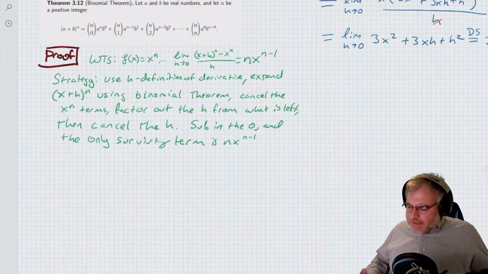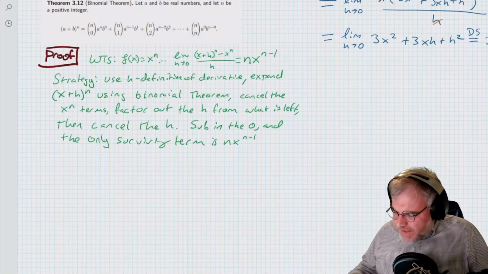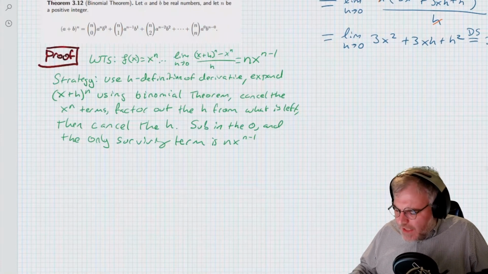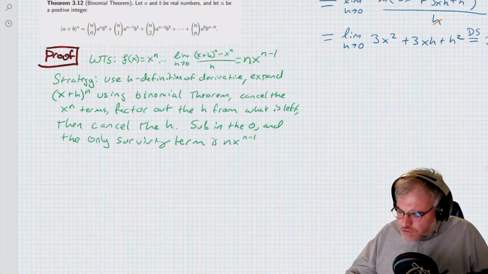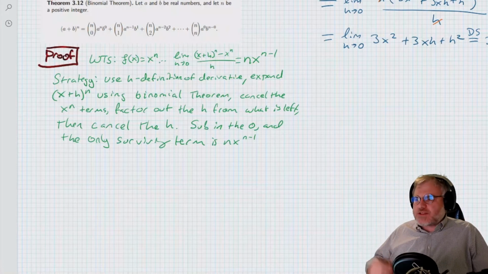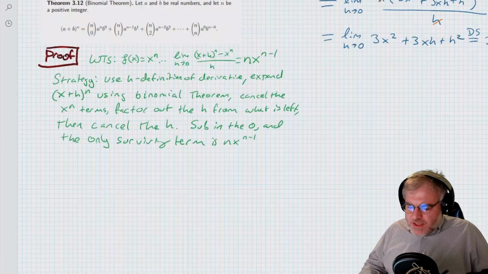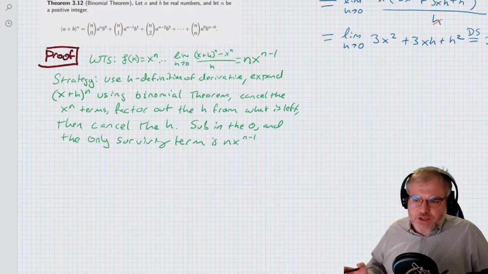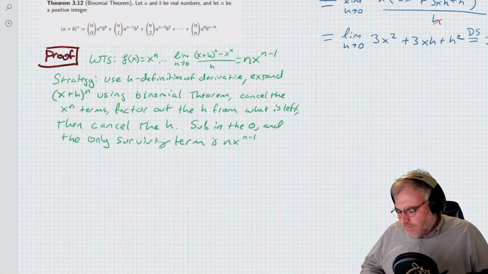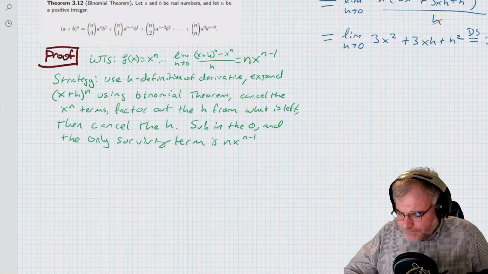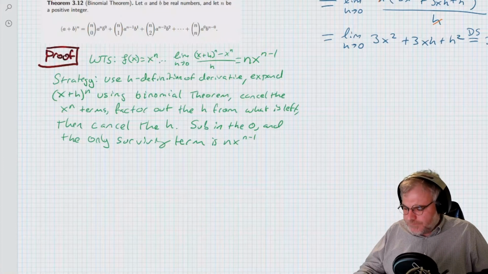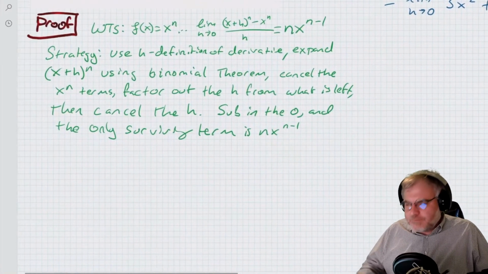How do we feel about this strategy, 1 to 5? That's basically what I said we would do. We have this intuition about what's going on, right? There's going to be one term that survives, just like in x cubed and in x squared. Our supposition is that there's only going to be one term surviving.